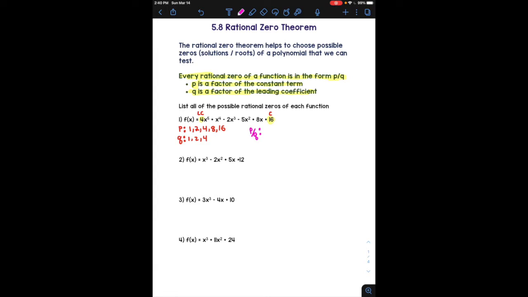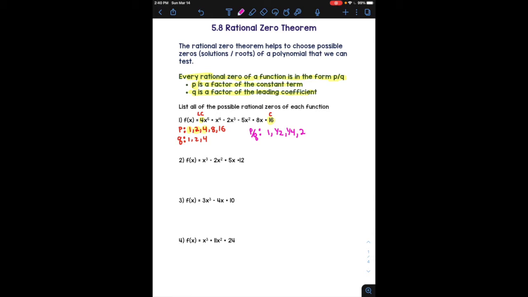So I'm going to start with the first p value, which is 1, and divide it by all our q's. So 1 divided by 1 is 1. 1 divided by 2 is 1/2. 1 divided by 4 is 1/4. I'm now going to go to our second p value and divide it by all the q's. 2 divided by 1 is 2. 2 divided by 2 is 1. We already have the value 1 on our list, so we don't have to repeat it. 2 divided by 4 simplifies to 1/2. Again, we already have it on our list, so we don't have to repeat it.